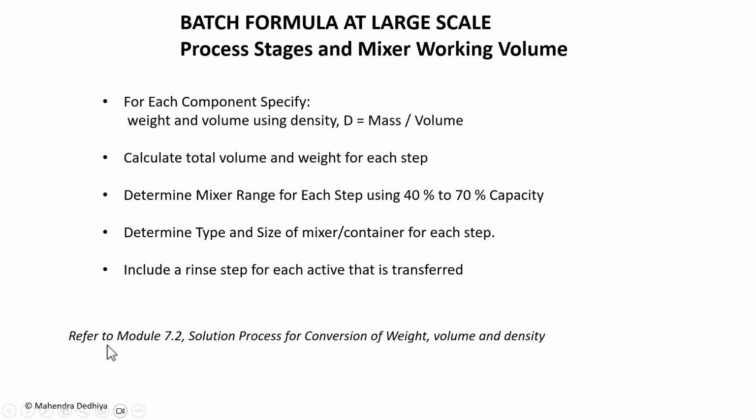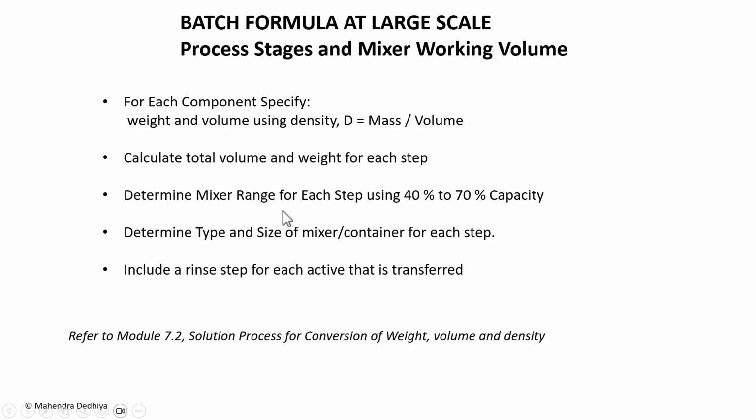Reader is requested to refer to module 7.2 of solution to get the details on conversion of weight and volume using densities. First step is for each component, we should specify weight and volume using the density. In some cases, we may not have actual density, so we can estimate it at the manufacturing stages. Calculate total volume and weight at each step.